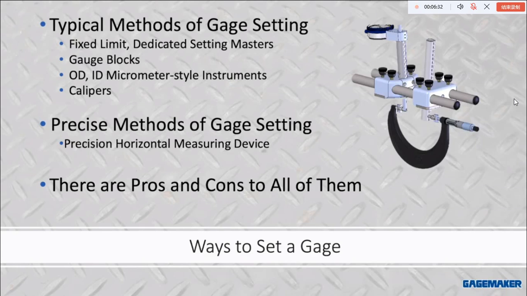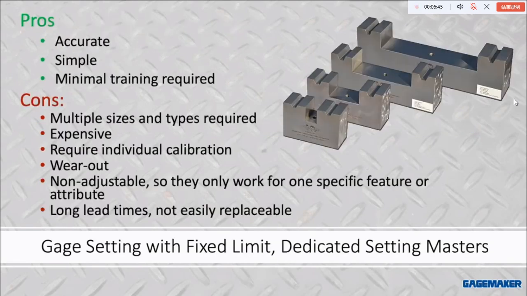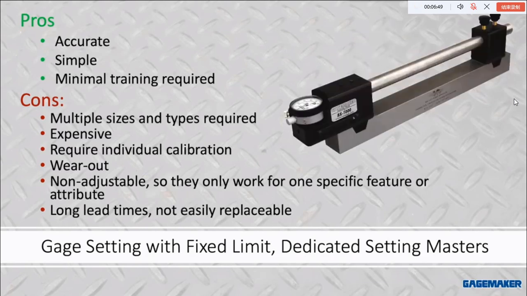So in contrast with the typical methods I just named, we're also going to look at the benefits of setting gauges with a PHMD, like a mic track. While there are pros and cons associated with each method, let's investigate further. First, let's examine using a dedicated setting master. So the pros are immediately obvious.